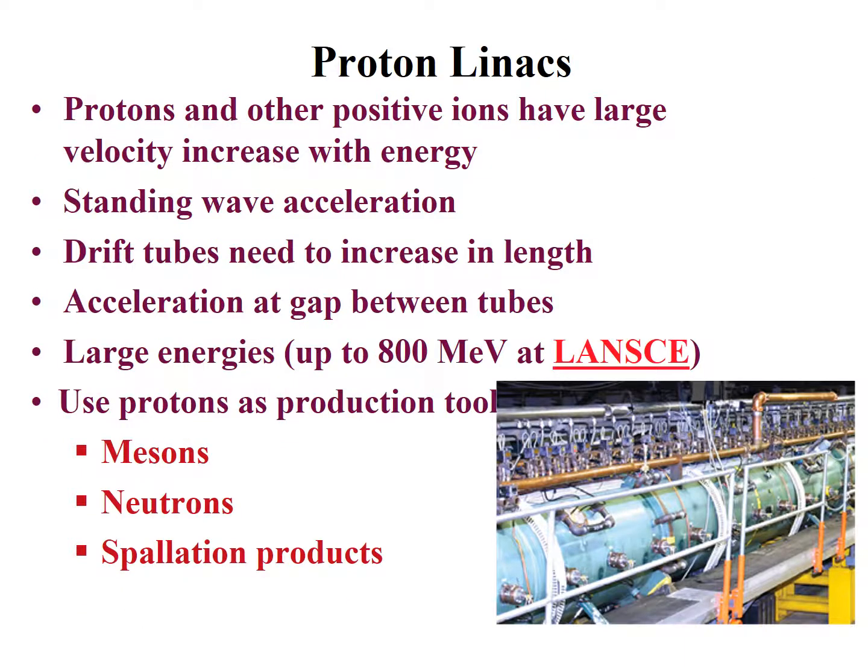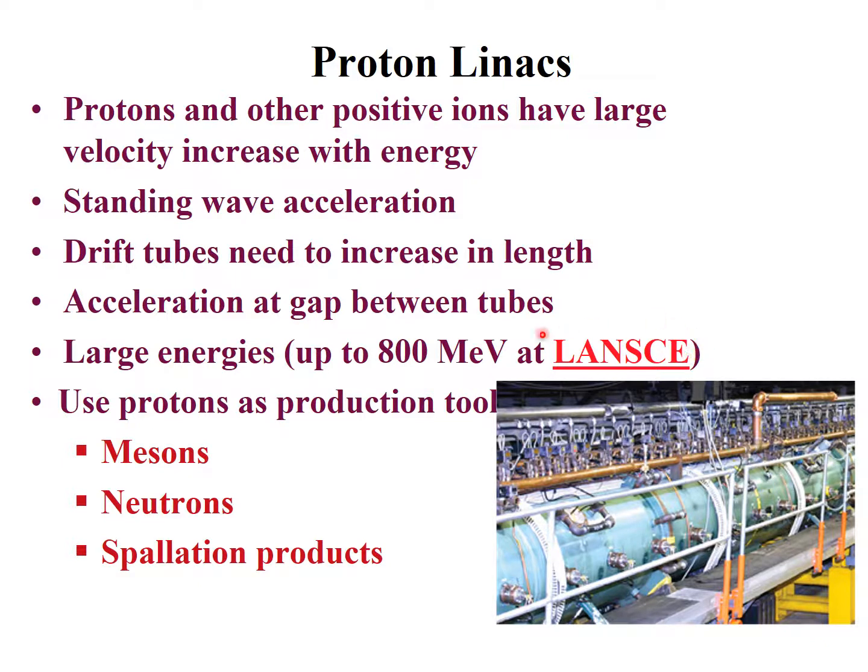A specific example of a linear accelerator shown here is a proton accelerator. They can accelerate protons or other positive ions with large velocities, and so therefore have high energies. They use a standing wave acceleration. Drift tubes are needed to have the acceleration occur between the tubes, so they increase in length.